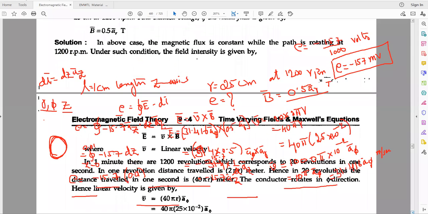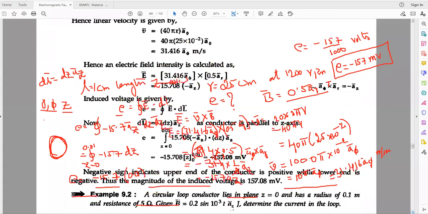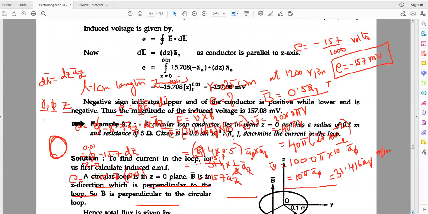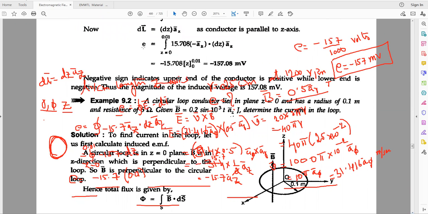Okay, my dear friends, let us see here. Same thing, what we got: the E bar, the induced EMF, E is equal to minus 157.08 millivolts. 157.08 millivolts. Okay, my dear friends.